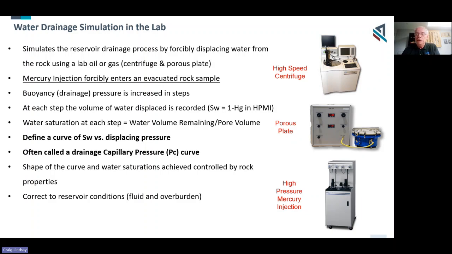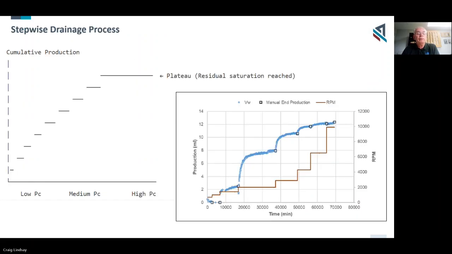It's often called a drainage capillary pressure curve, but again, I think capillary pressure can be a misleading term, but generally the industry uses that term, and that's what you're most familiar with. And the shape of these drainage process curves is again controlled by the rock quality and the fluid properties. And we're able to then apply factors to correct the curves that we measure in the lab to reservoir conditions.